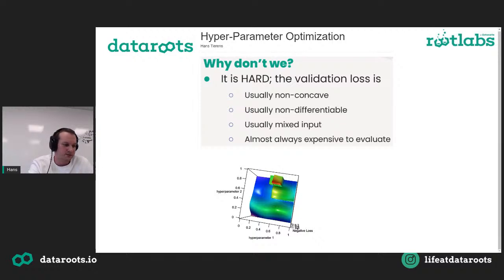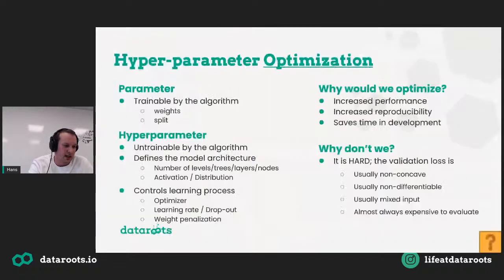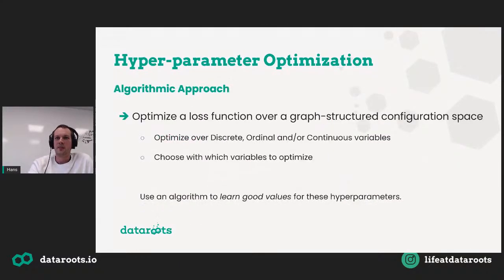So it's much more advisable that we try to find a tool to do this for us. Now, for that, we need an algorithm. So we want to optimize a loss function over a graph structure configuration space.